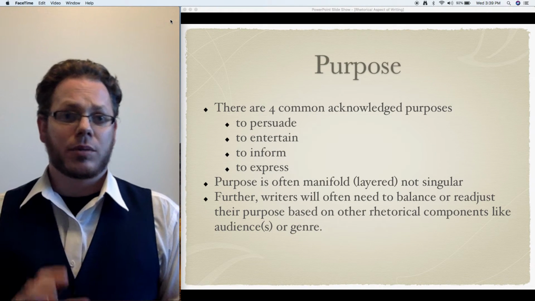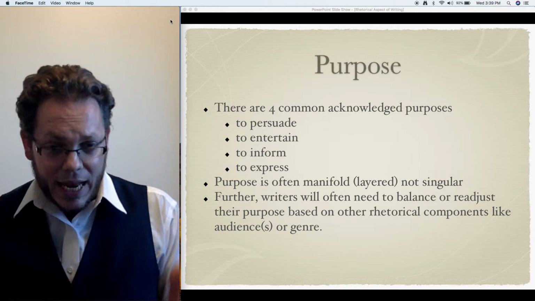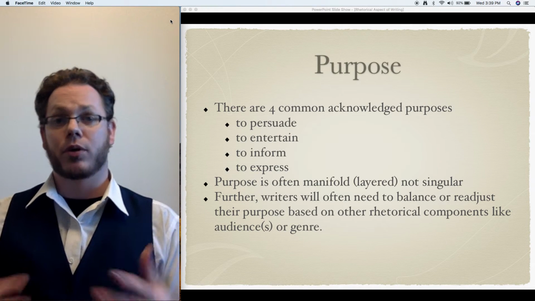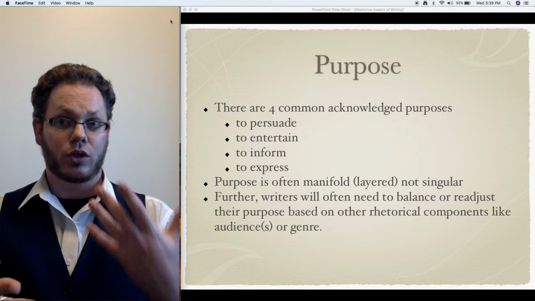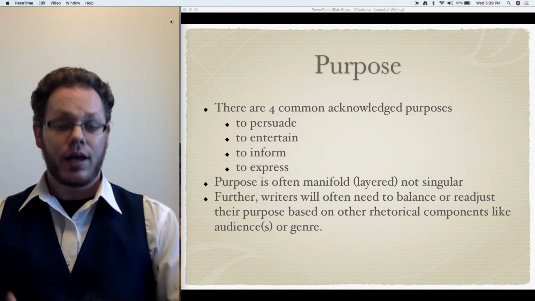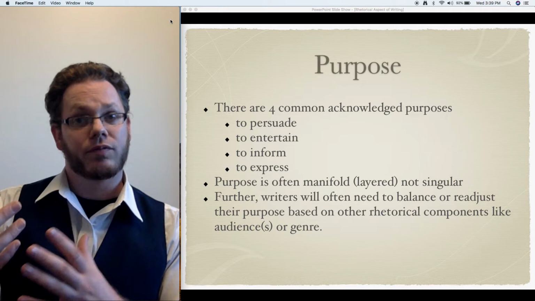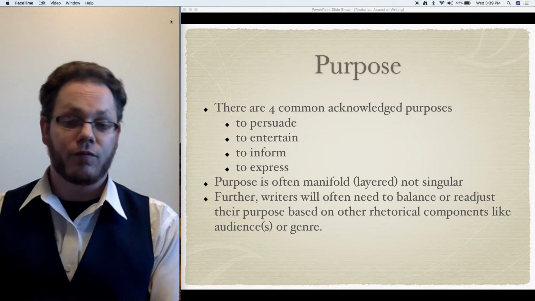And so sometimes when I think about purpose, I'll use the example of a dentist. He or she wants to make sure people know to brush their teeth. Well, we might have to zoom in on what audience and what genre he wants to do this in or for. And so if his audience is adults, we might approach it differently. You might use a genre of a pamphlet, an informative pamphlet.